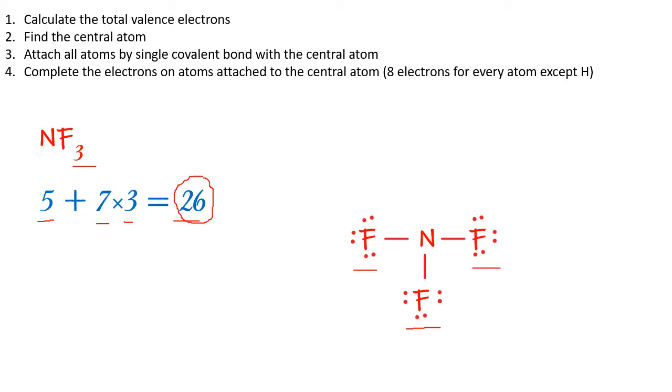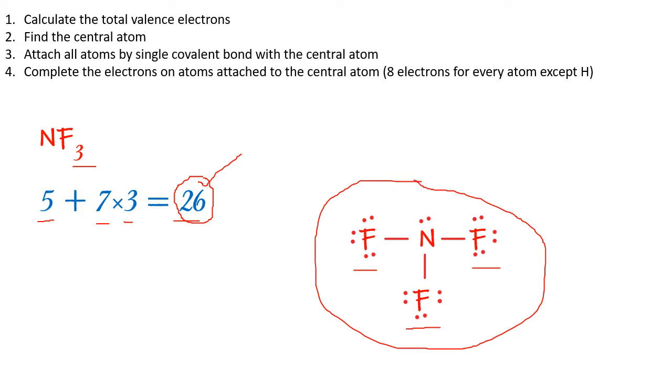It means we have 2 extra electrons. Okay friends, if you have 2 extra electrons here, put those extra electrons on the central atom. So these extra electrons on the central atom are known as a lone pair. Now you have completed 26 electrons on this structure.